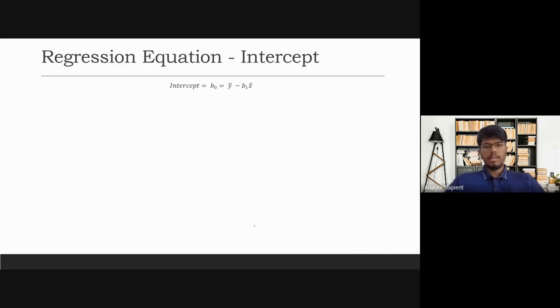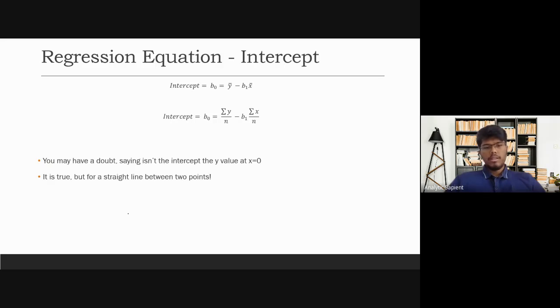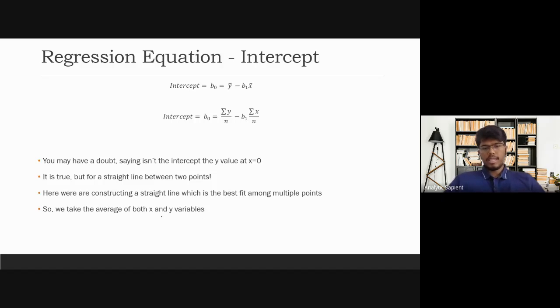And the intercept formula is b naught equal to y average minus b1 into x average. Basically, b naught is the average of y minus the slope times the average of x. You may have a doubt: why don't we just put x equal to 0 and find out y, and get the intercept? But we can't do that in this case, because that works only when the line is defined, when you have two points. Here we're trying to find the intercept even without knowing the line, right? So that is why we take an average. That is the industry practice. So we take the average of both the x and y variables to find b naught.